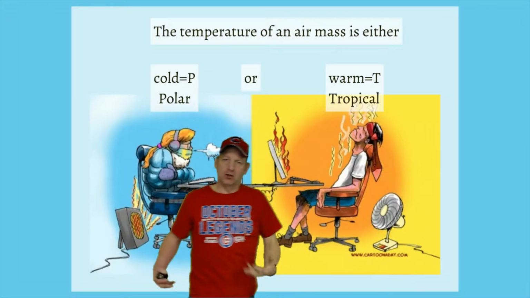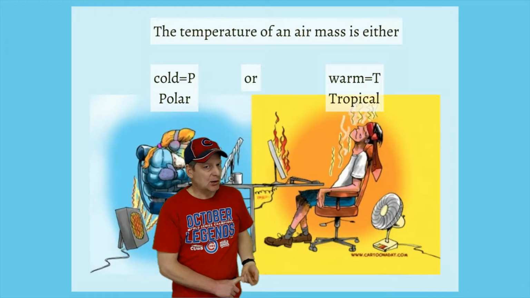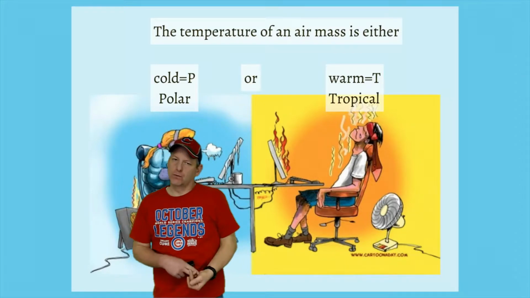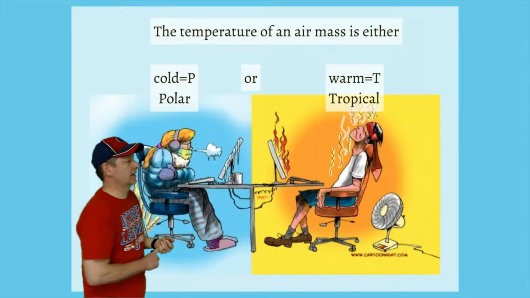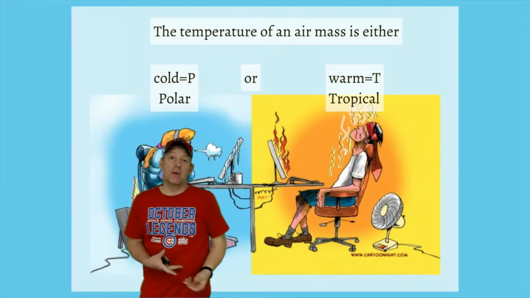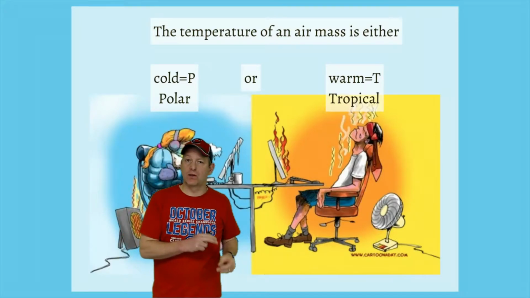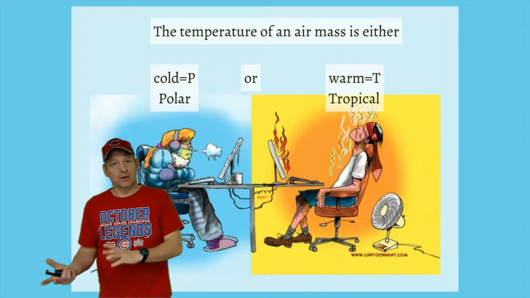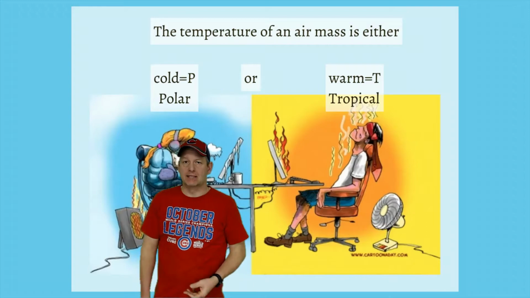These should make some sense here. Okay, polar should mean cold to you. Tropical should mean warm. And the symbol we're going to be using is a capital P and a capital T. And we're going to use a combination of the lowercase letters, the C or the M, along with the uppercase letter P or the T to identify an air mass.